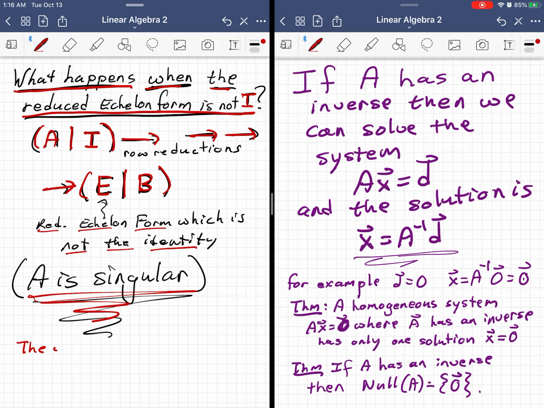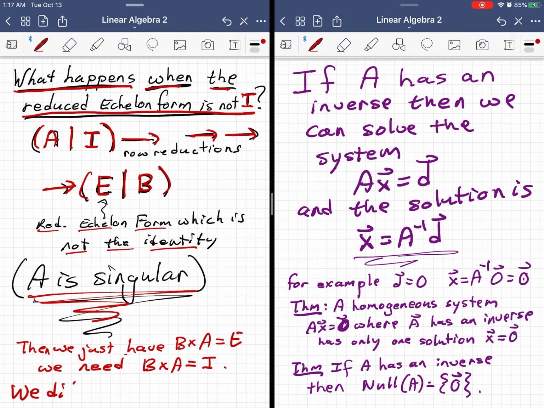Then we just have B times A equals E, and we need B times A equal to identity. So we haven't found it. We did not find an inverse.